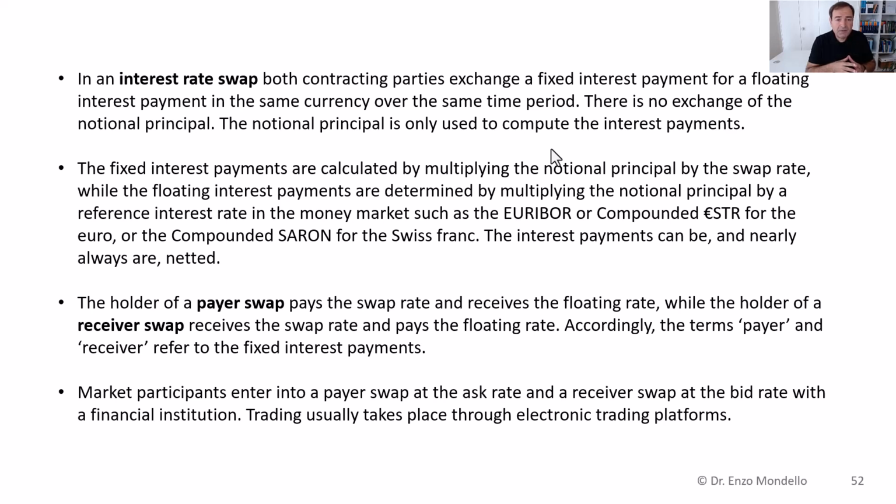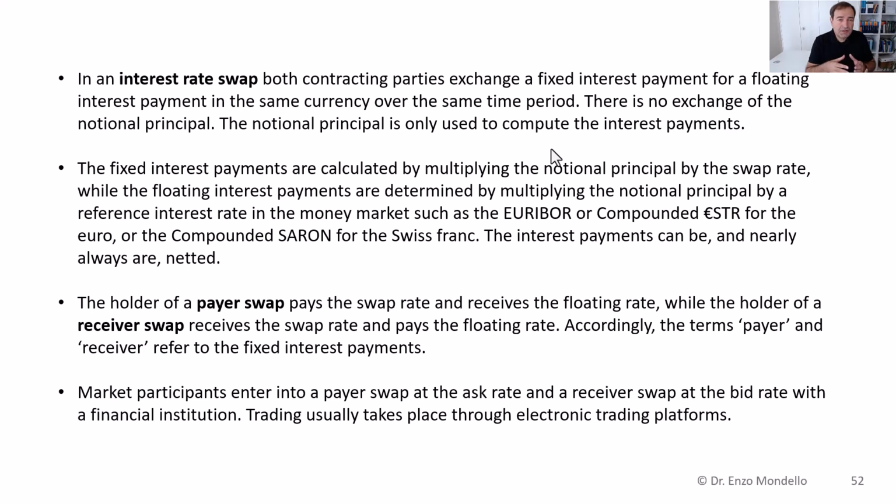The fixed interest payments are calculated by multiplying the notional principal by the swap rate, while the floating interest payments are determined by multiplying the notional principal by a reference rate in the money market, such as the EURIBOR or compounded euro short-term rate for the euro, or for the Swiss franc, the compounded Swiss average rate overnight. The interest payments can be and nearly always are netted.